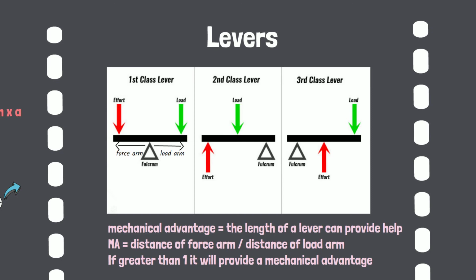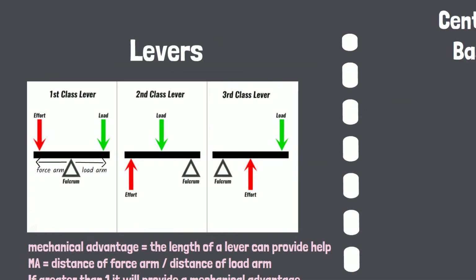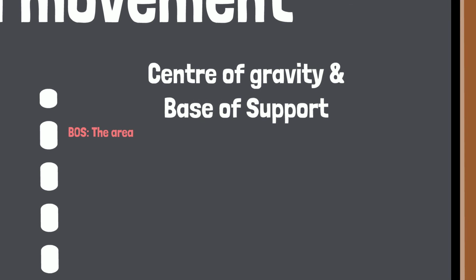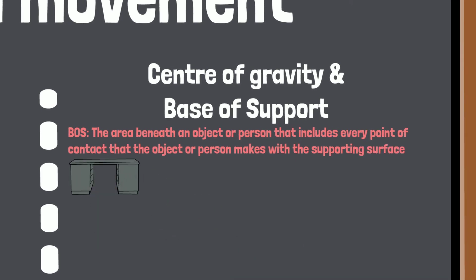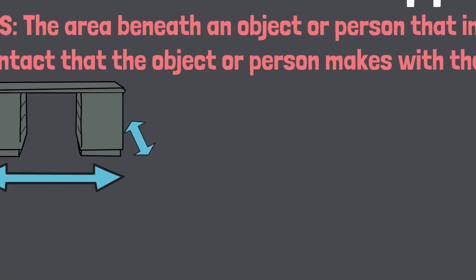Lastly, let's move on to base of support and center of gravity. Starting with base of support. Base of support is the area beneath an object or person that includes every point of contact that the object or person makes with the supporting surface. So, for example, this desk. The whole desk isn't touching the ground, but it has 2 legs that it stands on. The entire area underneath the desk is considered the base of support.